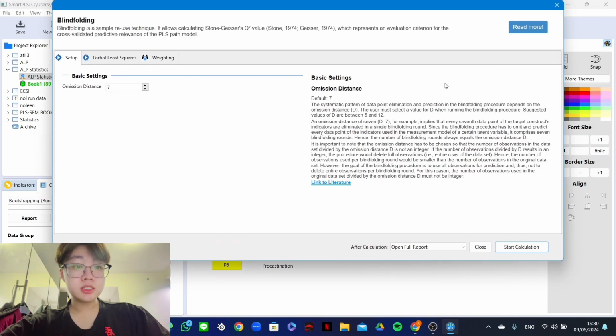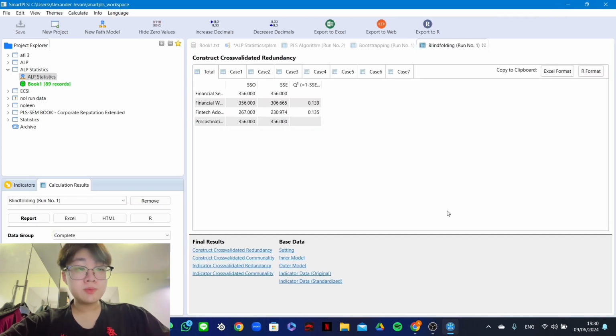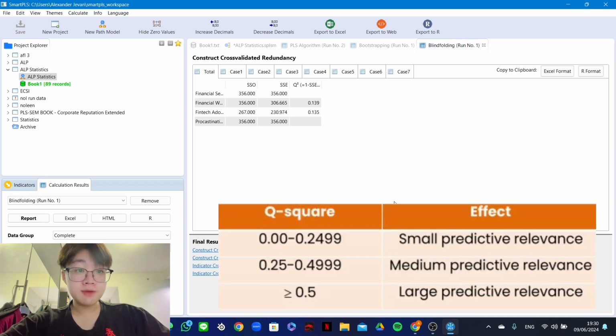And the last one is the Q square. For the Q square, we need to go back to the drawing path and press calculate and press blindfolding. The result will be provided for each endogenous variable. So in my data, the variable has a small effect since it is in the range of 0.00 until 0.2499.